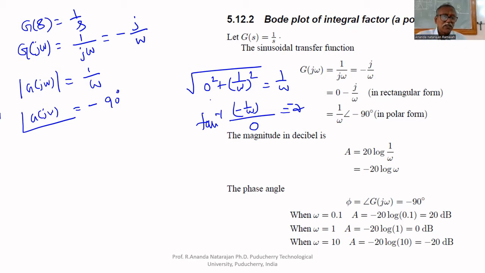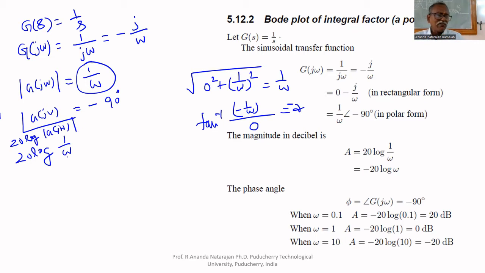Minus 90. So the angle is always minus 90. But the magnitude plot will vary. So how do we plot that? Let us plot a rough plot on the 20 log decibel scale. 20 log modulus of G of j omega equals 20 log 1 by omega.